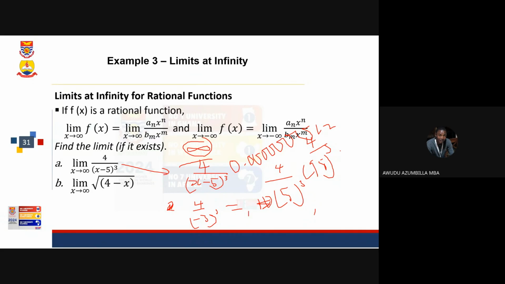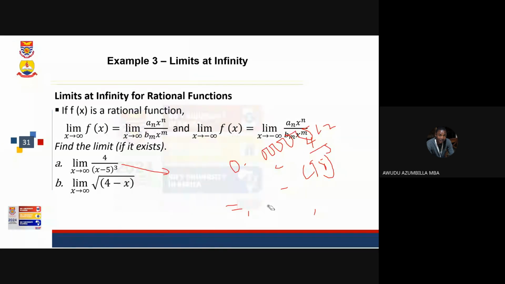Okay, you are dividing a constant number by a bigger and bigger number. It means that the whole function is becoming close to zero. And that is the essence of us saying that as x increases, the value of the function becomes close to zero.